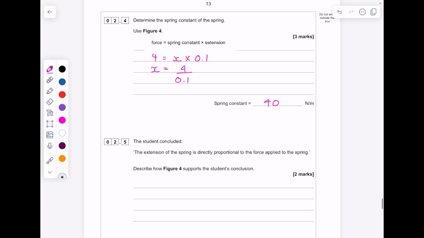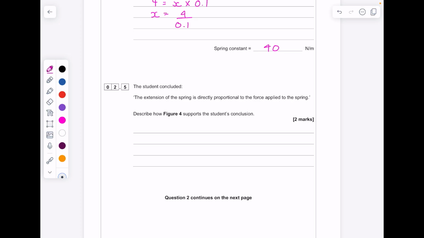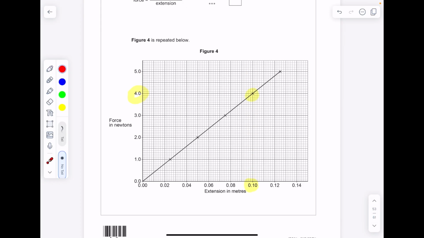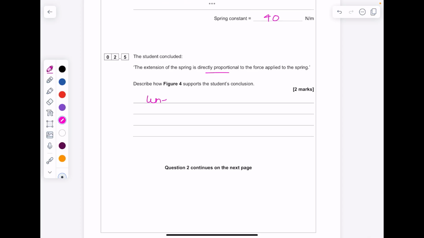The student concluded the extension of the spring is directly proportional to the force applied. Describe how figure 4 supports the student's conclusion. For something to be directly proportional, it must pass through the origin. And secondly, that line must be straight. So we can see that that's indeed true on figure 4.